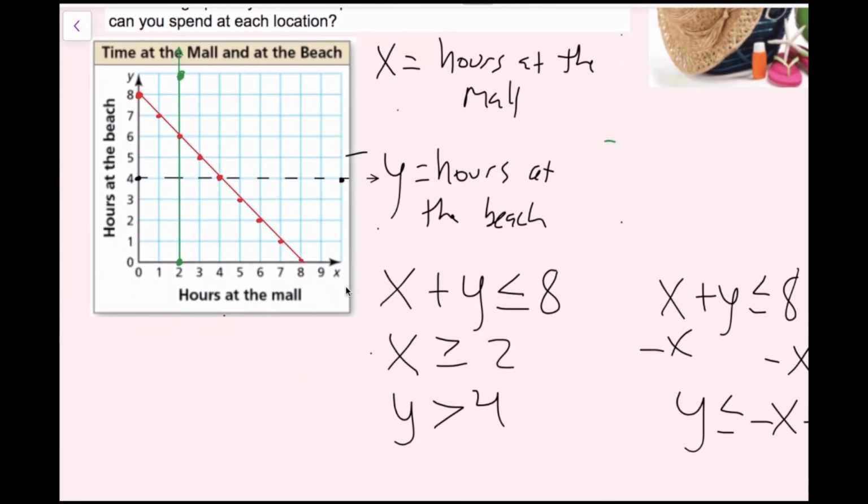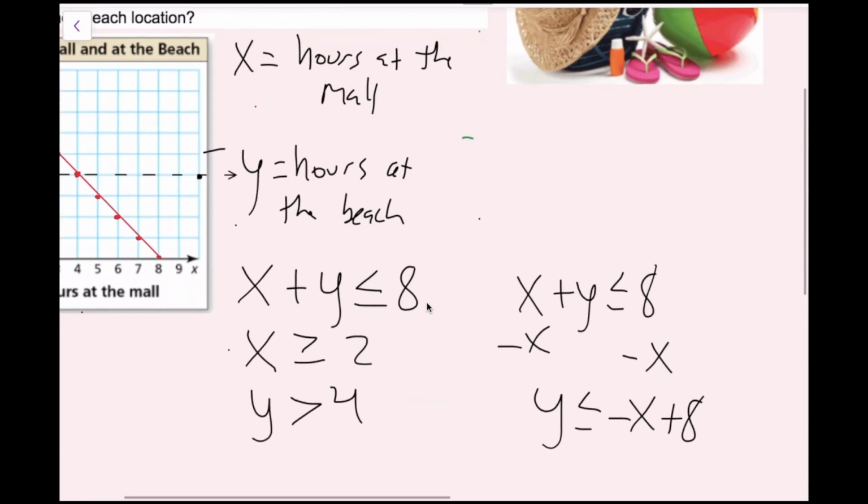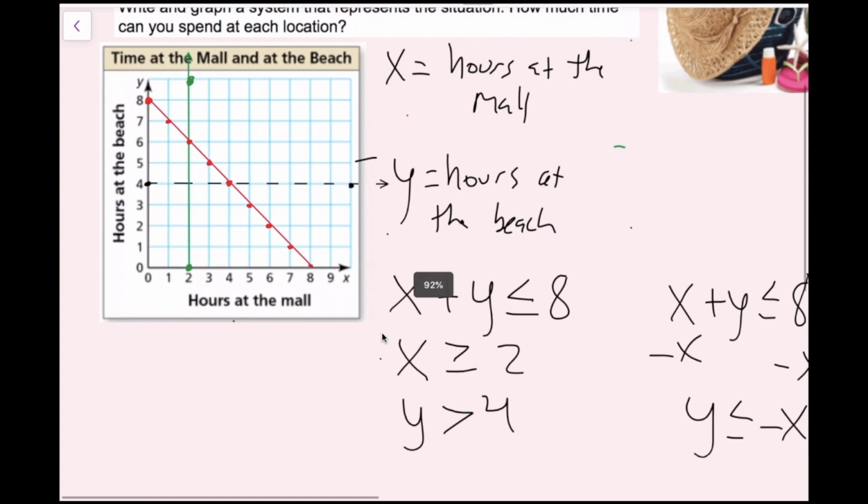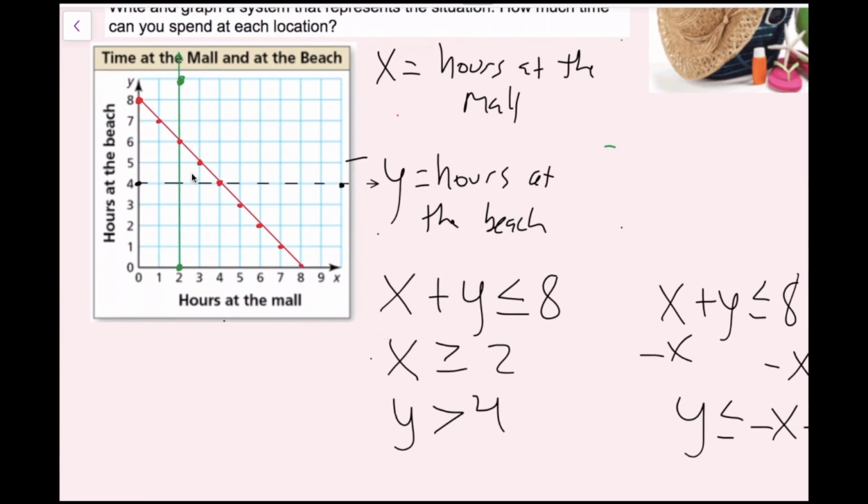Now we need to figure out what region we're going to shade in. So x is greater than or equal to 2. That means I'm going to shade to the right of this green line. So everything to the right there. And then y is greater than 4. That means I'm going to shade above this dashed black line. And then over here we have y is less than or equal to negative x plus 8. So that's our red line right here. And that means I'm going to shade below that because it's y is less than. That means the vertical value is less than. So the only part that I have to shade in is this little part right here. So I'm going to shade that in right now.